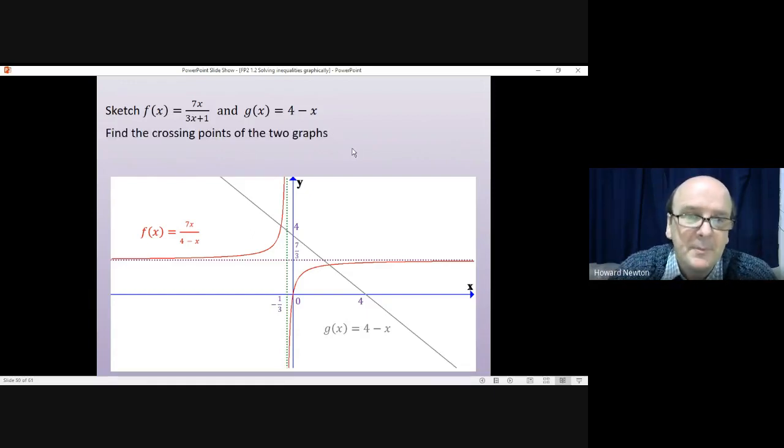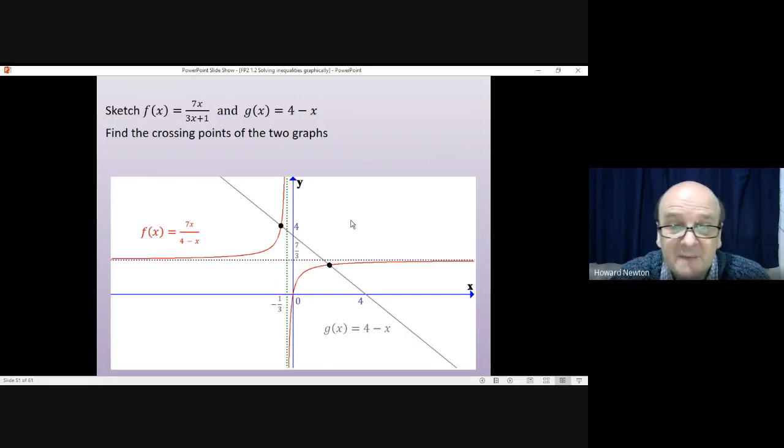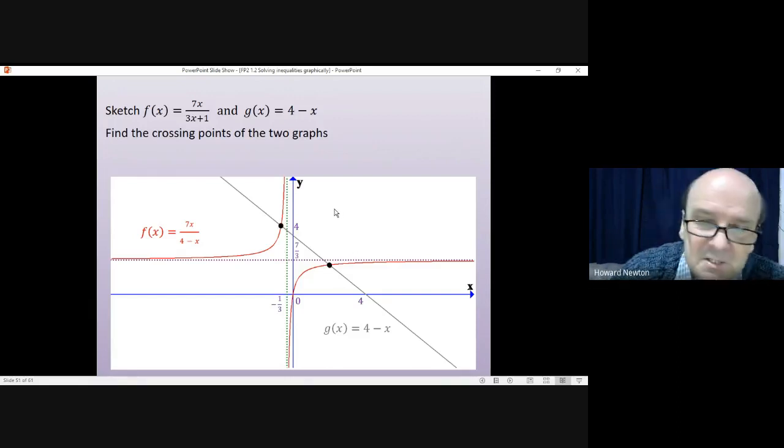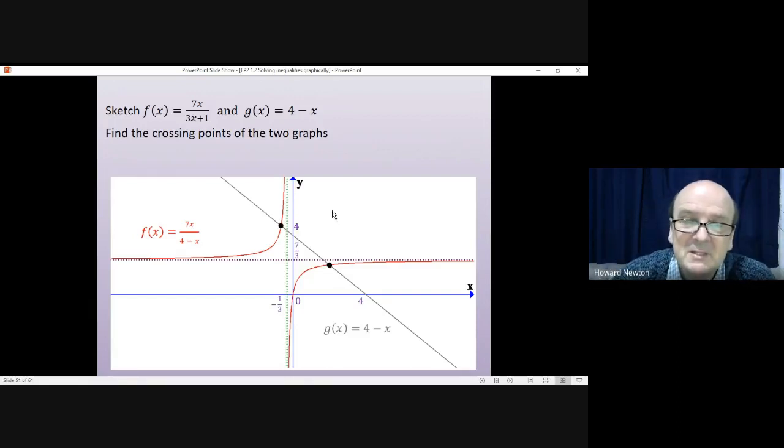Now the next step, find the crossing points of the two graphs. So for me, it's where the red graph cuts the grey graph, where 7x over 4 minus x cuts through 4 minus x. Well, you can see it happens at these 2 points here, one there and one there. And we need to find the x values of those 2 points. I'll find the y values as well, but strictly speaking, it is only the x values that we need.